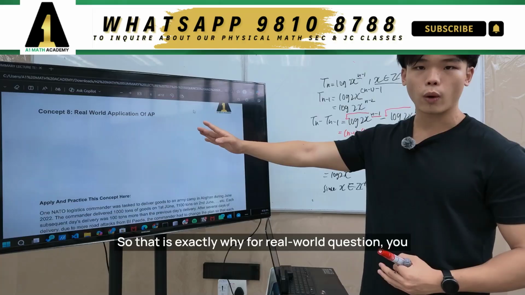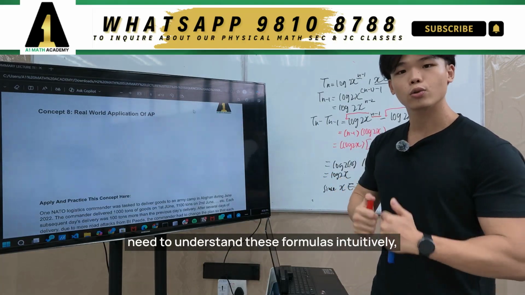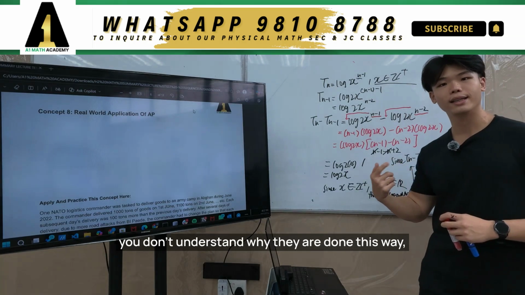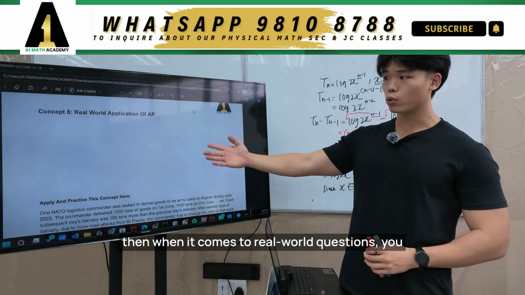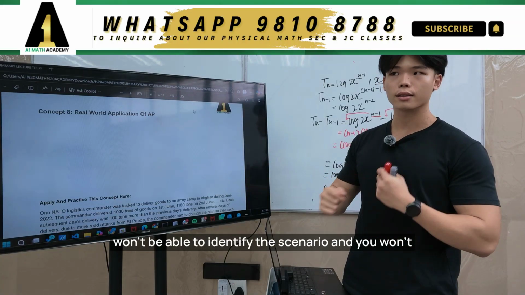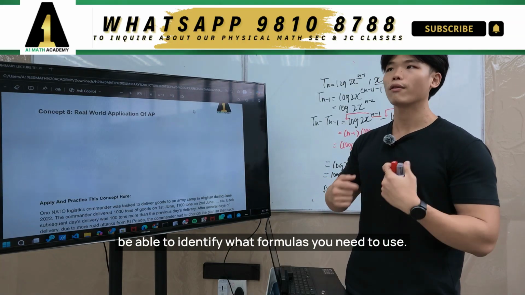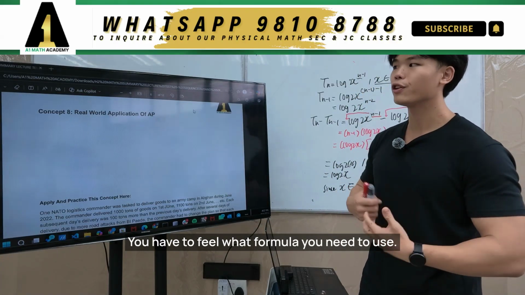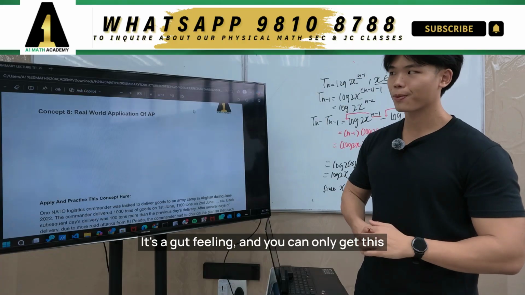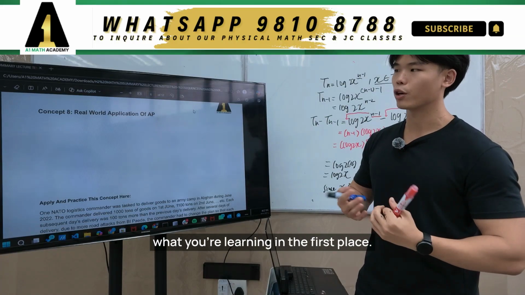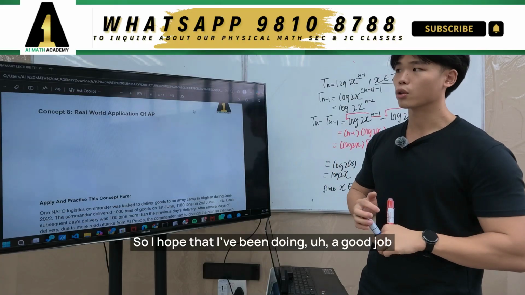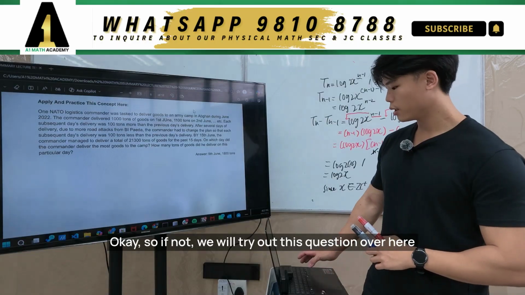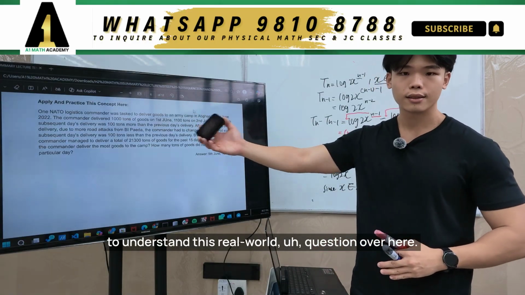So that is exactly why for real-world questions, you need to understand these formulas intuitively. Because if you don't understand them intuitively and you don't understand why they are done in this way, then when it comes to real-world questions, you won't be able to identify the scenario, and you won't be able to identify what formulas you need to use. Because most of the time in real-world questions, it's a feeling. You have to feel what formula you need to use. It's a gut feeling. And you can only get this gut feeling when you actually understand what you're learning in the first place. So I hope that I've been doing a good job so far in explaining all these concepts to you. Okay, so if not, we will try out this question over here to understand this real-world question.